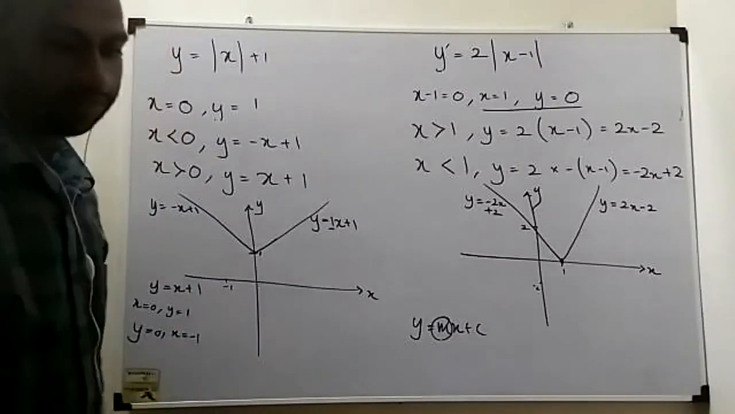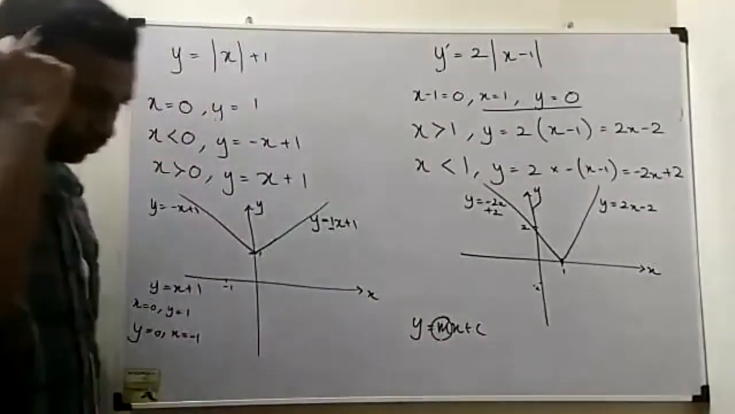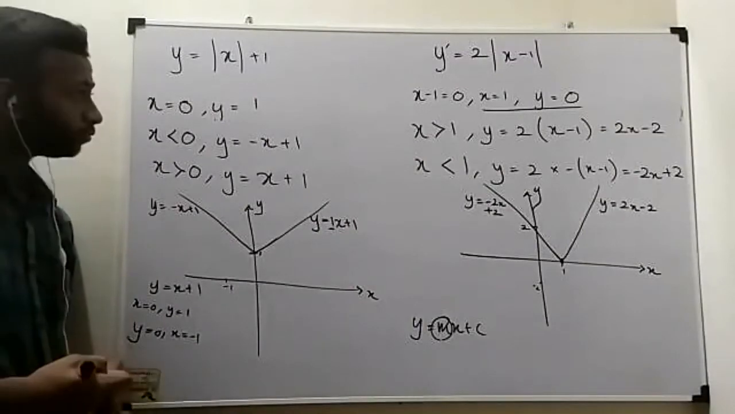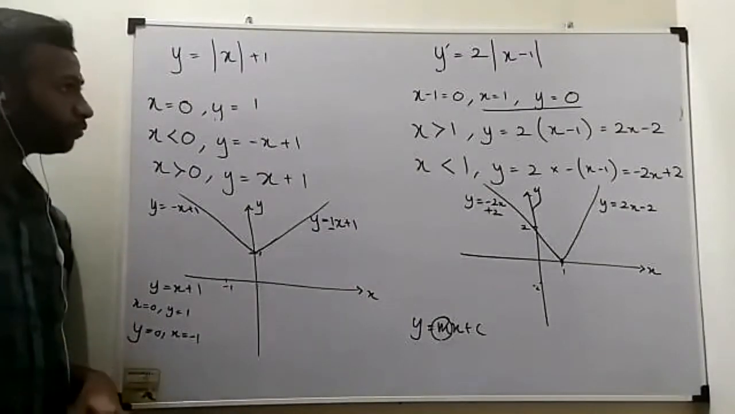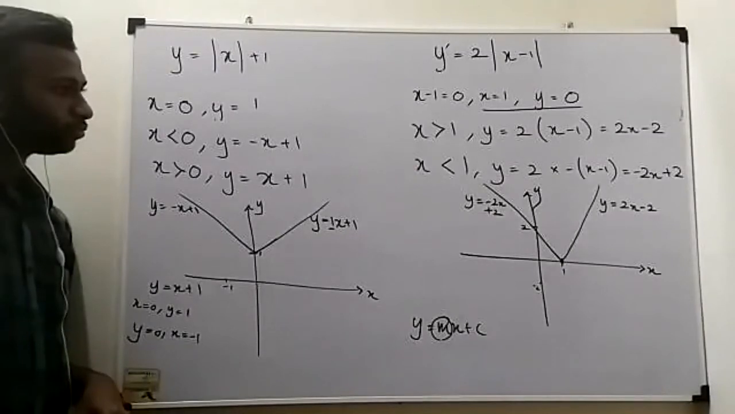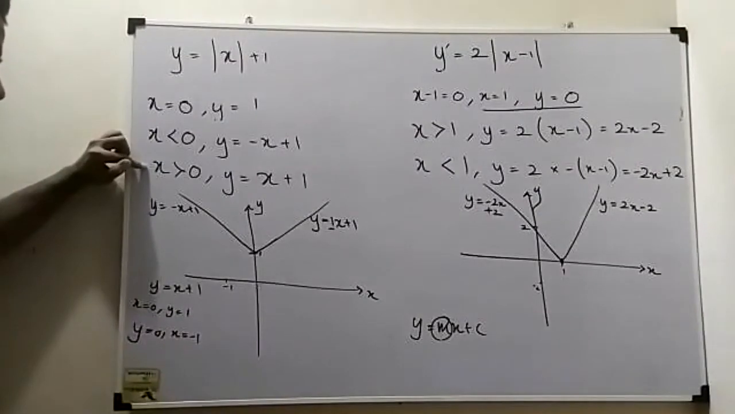Someone's asking for the marks for the steps. You wrote x is greater than 0 and x is greater than 1 in both of the graphs, right? So can't we write it as x is greater than or equal to 0 and for the other one greater than or equal to 1? For which step are you talking about? This one? Yeah, we can write that as well.